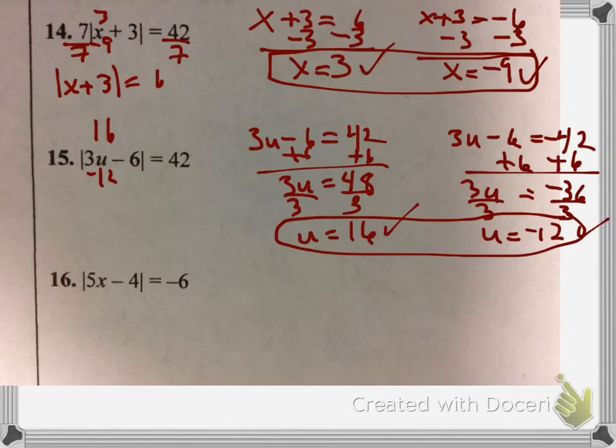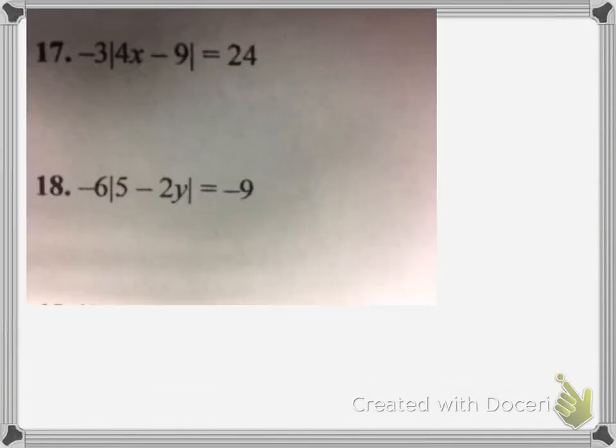Alright, and then number 16. Notice here, absolute value is isolated, I'm ready to solve. It's equal to a negative, which is not possible. So automatically you stop there and say no solution. So 16, yay, that one's nice and easy.